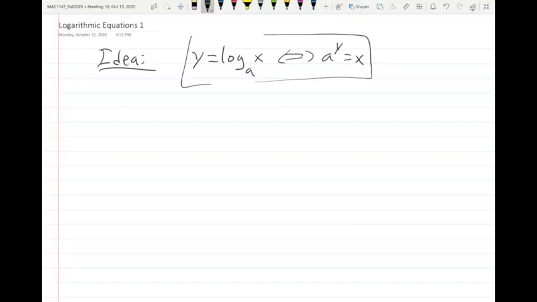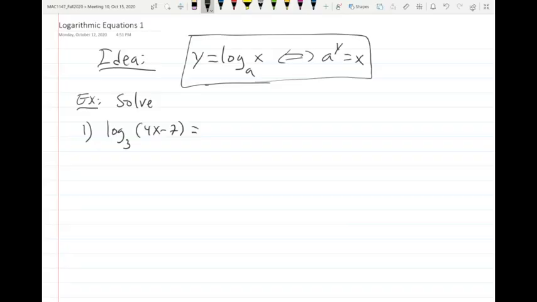So that's the idea that we want to exploit here as much as we can. All right, so let's see an example. Solve log base 3 of 4x minus 7 equals 2. This is a situation in which you have an equation and then you have the log of something, where the something has the x, equals a number. Whenever you have something like this, it is pretty straightforward, because all you have to do is solve for x, and to solve for x, we can use the property that we have, right?